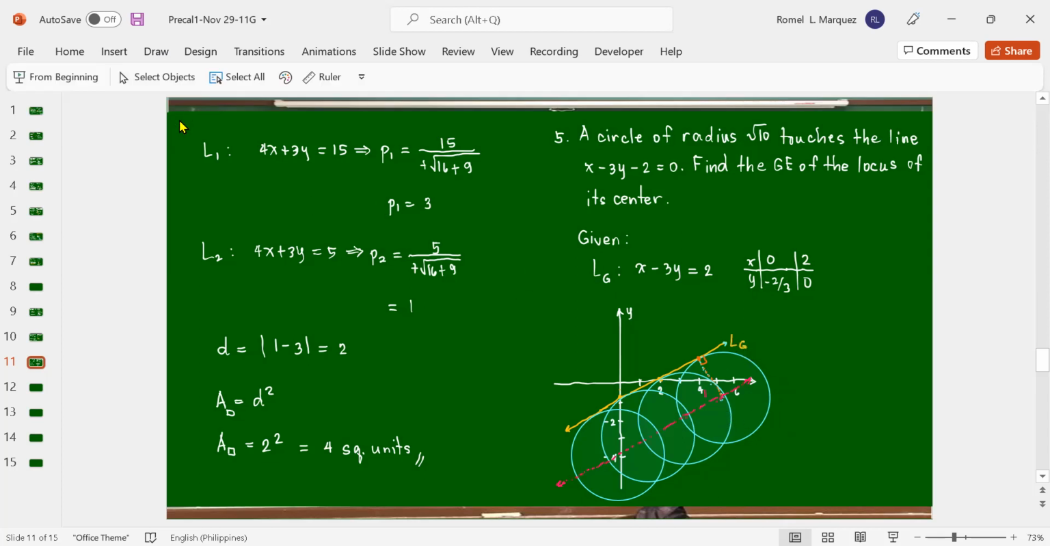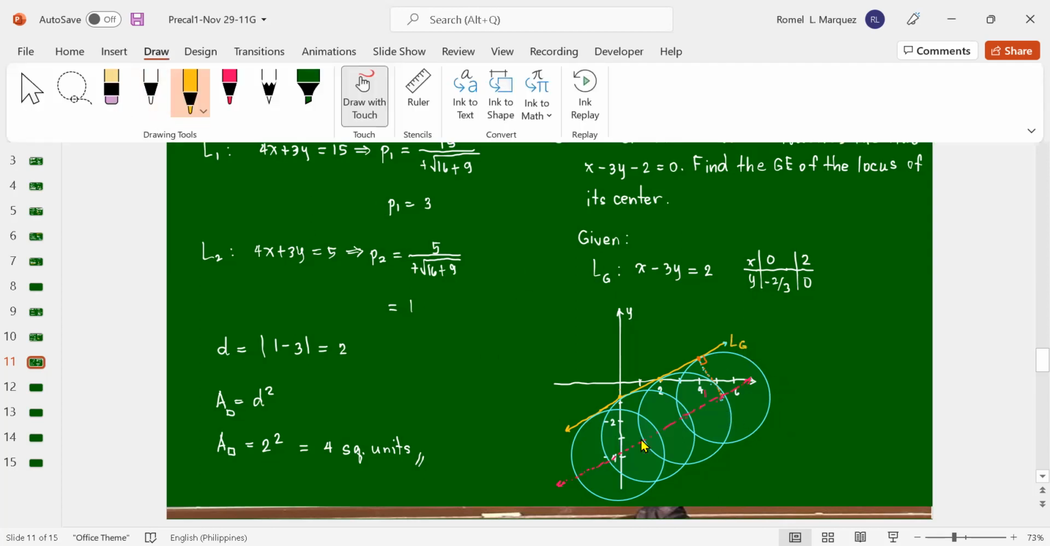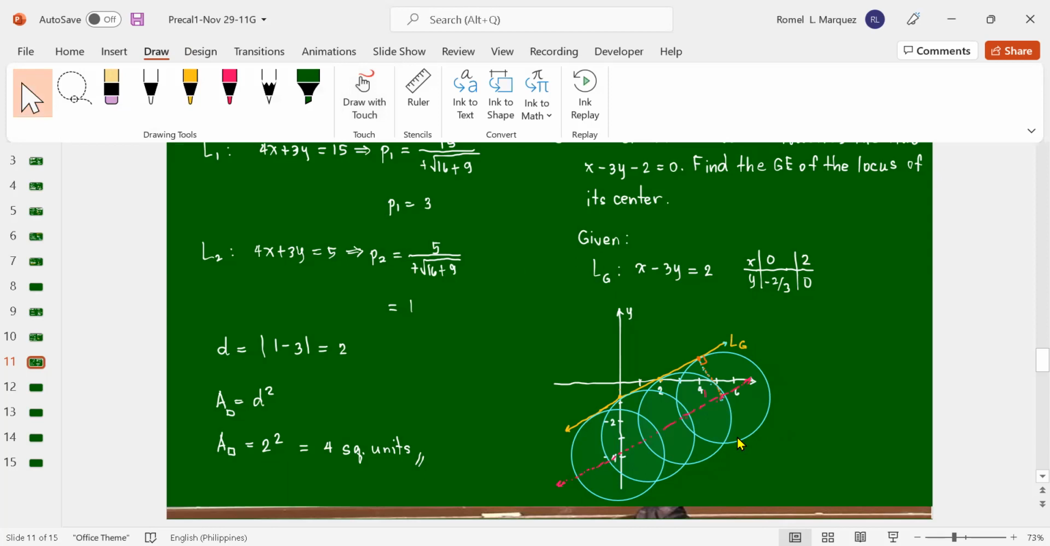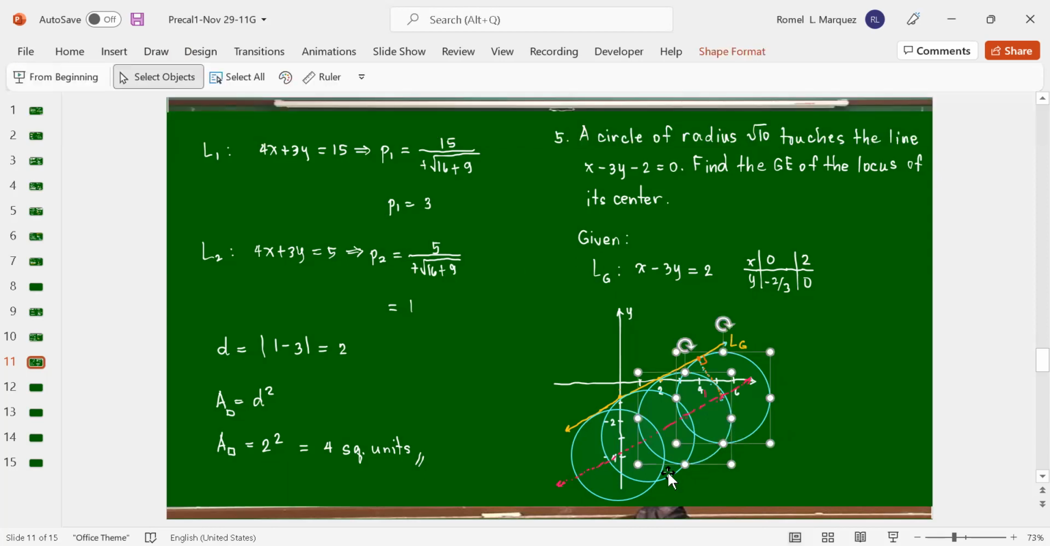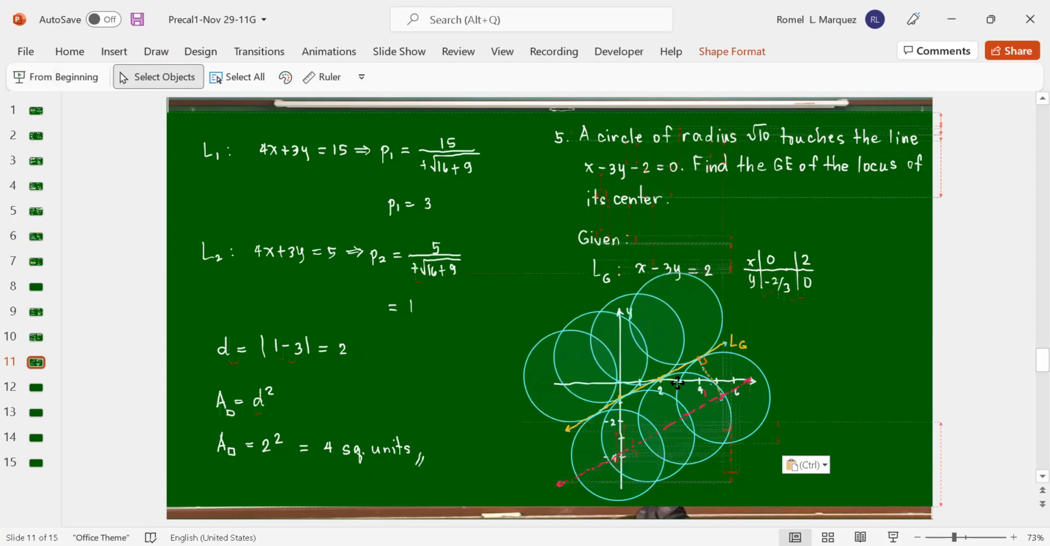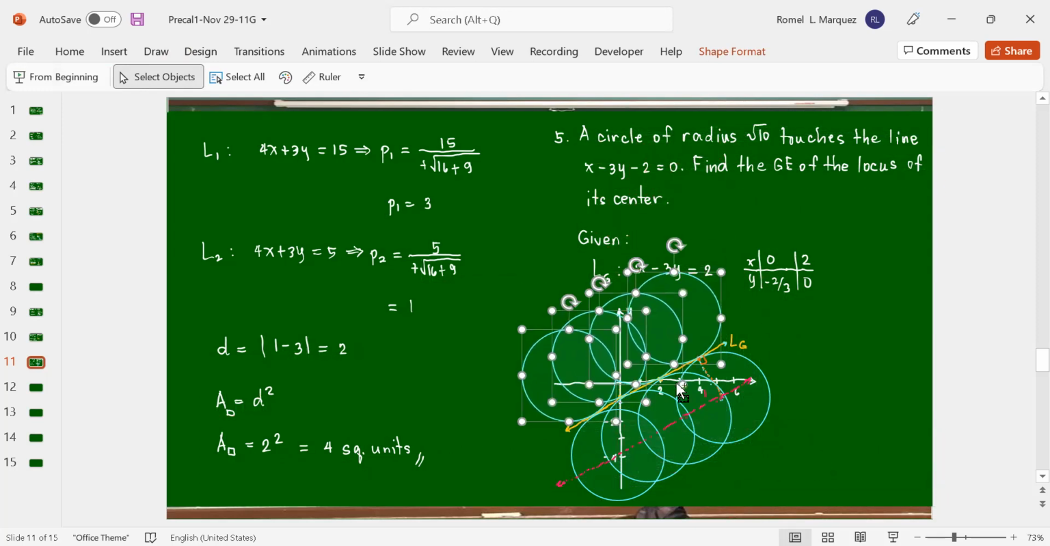And another possibility is that the possible circles touch the given line above the line. Okay, guys? So it's not just below. I can have a set of circles touching the yellow, but above. So something like this.